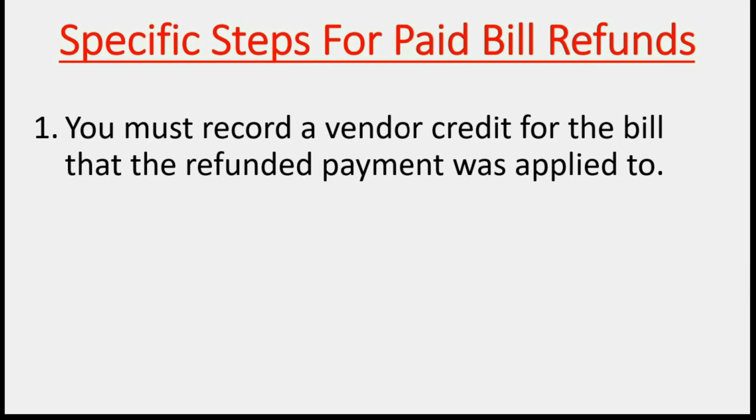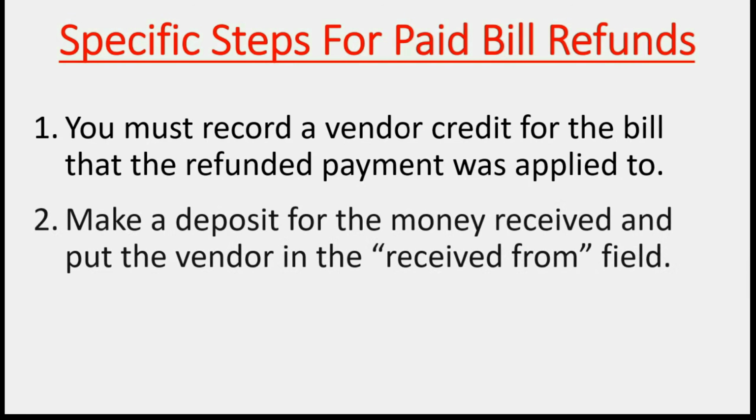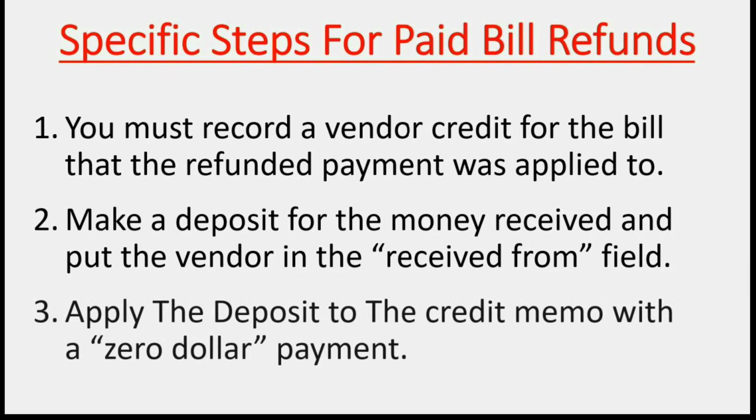Well, first, you must record a vendor credit for the bill that the refund payment was supposed to be applied to. Then you have to record a deposit, and when you record the deposit, you will use the same deposit window we learned about before, but in the Received From field, you will put the name of the vendor. And then once you do that, both of these transactions will show up on the Unpaid Bills report. And then in order to get them to wipe each other out, you do step 3.